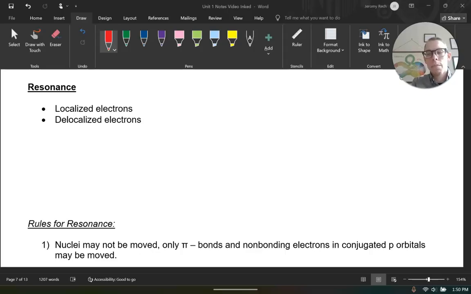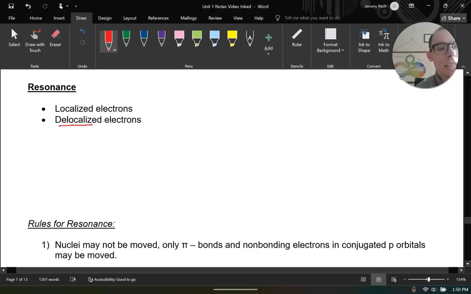Resonance is really just a big fancy way of saying moving electrons. There are going to be a variety of different types of electrons that exist. There are electrons that are localized. Localized means you're stuck at a location. And then there are electrons that are delocalized, or able to be moved out to different spots. And resonance is really going to focus on our delocalized electrons.